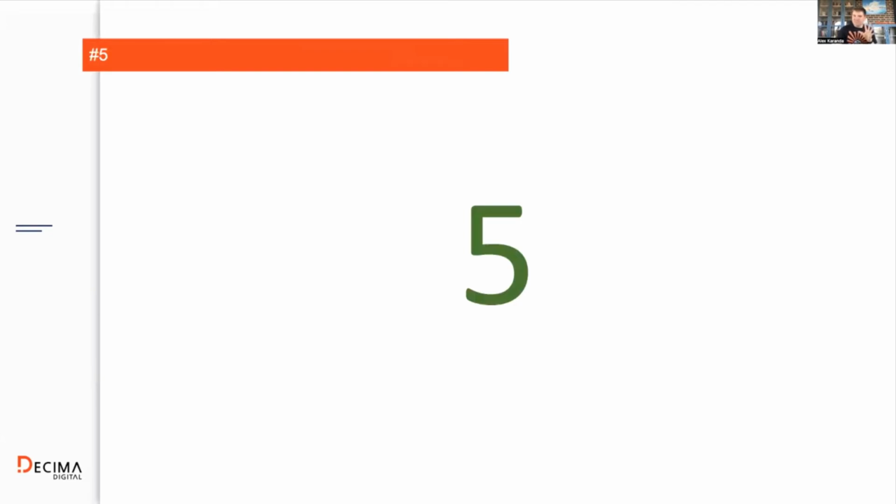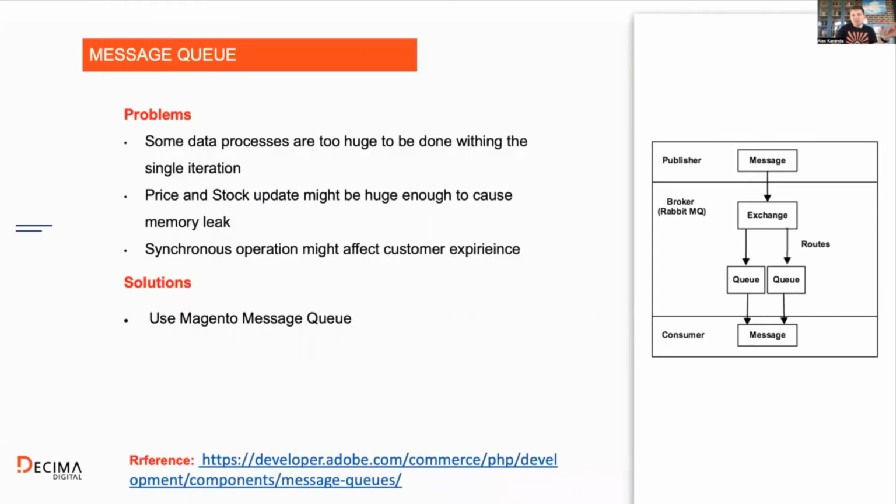Number 5, message queue. Quite a lot of custom data processing is usually implemented in a less than optimal way. Stock and price updates might happen synchronously via direct API calls, which creates enormous load on the server. It also limits the bandwidth of the given API. Some data processing might be huge enough to cause memory leaks. Uploading a huge file might utilize the whole memory. Some synchronous operations might affect customer experience.